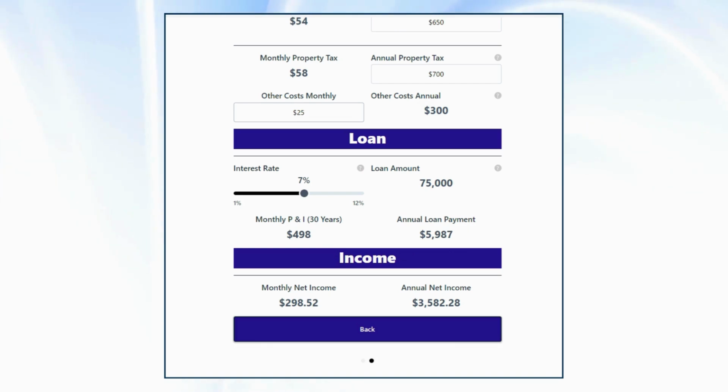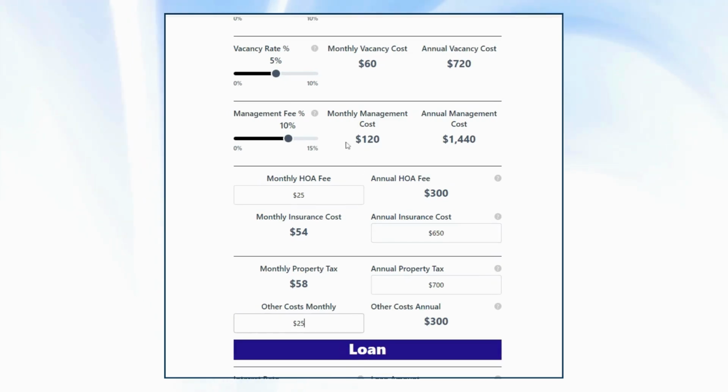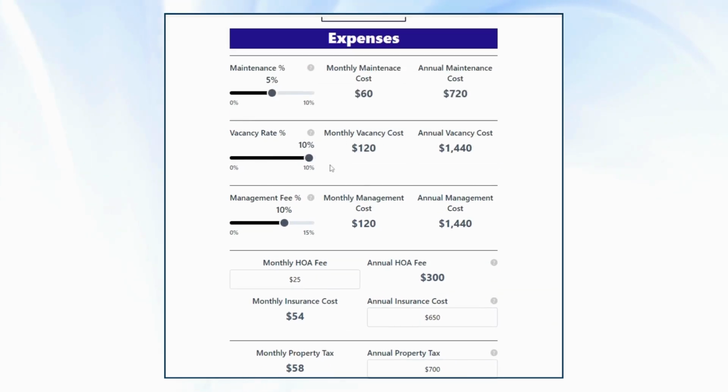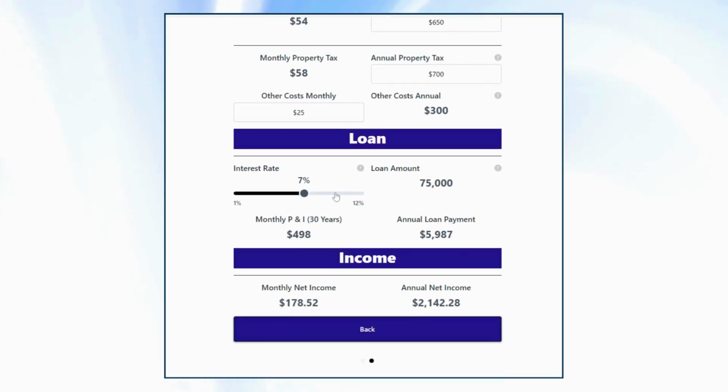Well, from that, I've got some estimated income. And in this case, given these numbers, I would be making $298.52 a month, or $3,582.28 a year. Remember, these are estimated numbers. And so you want to go in, you want to change some of the parameters. What happens if I come up here and it's really going to be more like a 10% vacancy rate and 10% on maintenance? What does that do to my profitability? It's still positive. Is it positive enough for me to make this deal?